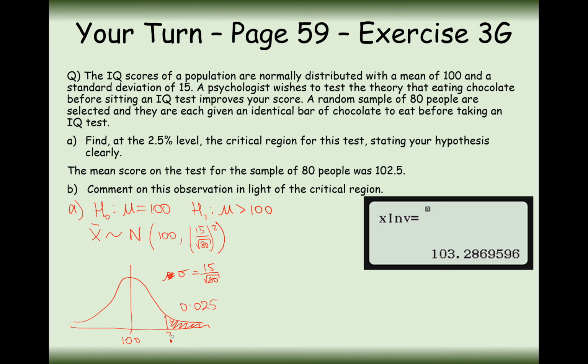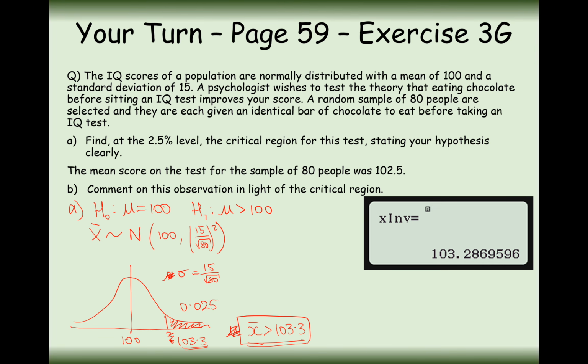So the answer to this question here, this point here, is going to be 103.3 to 4 significant figures. So that is the critical point. So therefore the critical region is going to be X bar bigger than 103.3. So that's the answer to part A then.